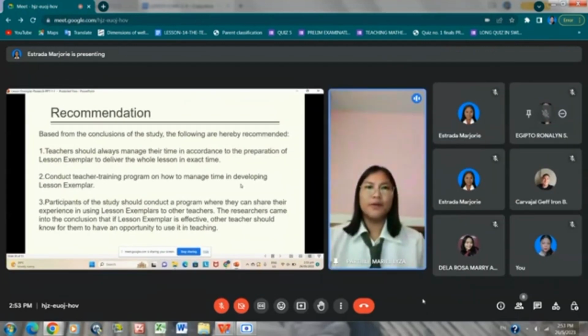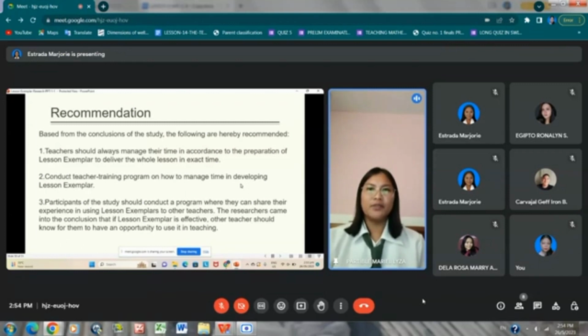Recommendation. Based from the conclusion of the study, the following are hereby recommended. Number 1, teachers should always manage their time in accordance to preparation of lesson exemplar to deliver the whole lesson in exact time. Second, conduct teacher training program on how to manage time in developing lesson exemplar. And last, number 3, participants of the study should conduct a program where they can share their experience in using lesson exemplar to other teachers.